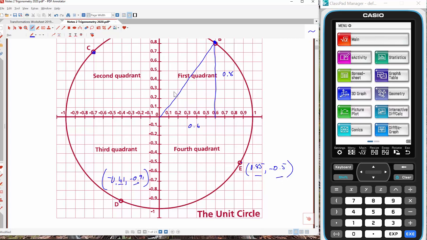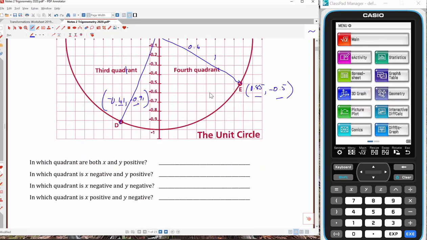Now notice something also is that at any point, if I draw a line from the origin to the point, the length of that line is always going to be 1, okay, because it's the unit circle and has a radius of 1. So the length of all of these lines is always going to be 1.